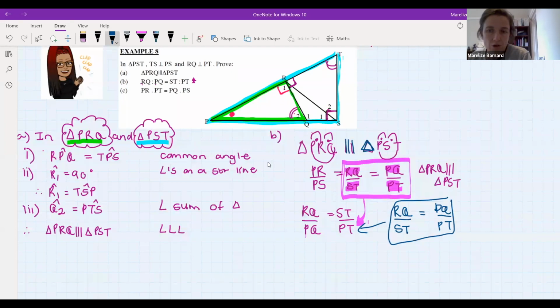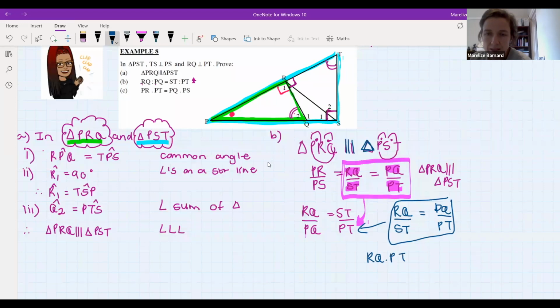We need RQ over ST, PQ over PT. We are required to prove, so we're going to cross multiply. Very nice. Well done, Sibongile. Yes, Sharon. Very nice, well done, guys. Okay, so let's go.